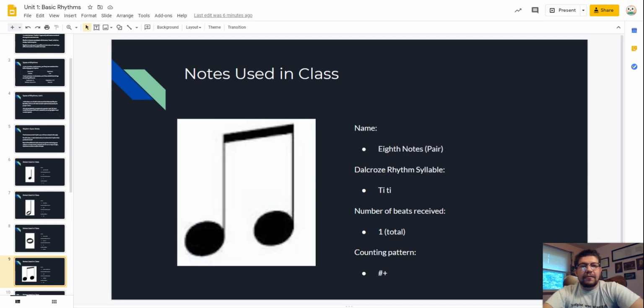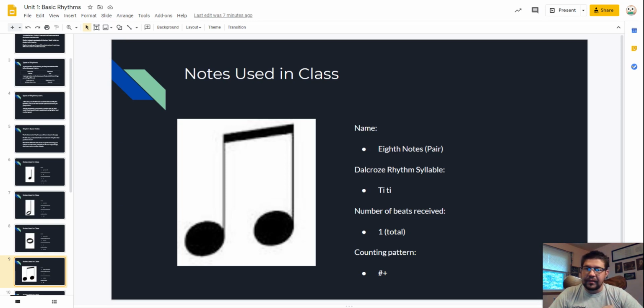Next up here, we have eighth notes. This particular version is the pair of eighth notes. You can tell that it's a pair because it is attached at the top by a beam. The rhythm syllable that we're going to use is TT. Should be very familiar. The number of beats received is only 1 though. Now each pair of eighth notes contains 1 full beat. So that means that if you have 2 eighth notes in a pair and 1 beat, each eighth note is only 1/2 of a beat.